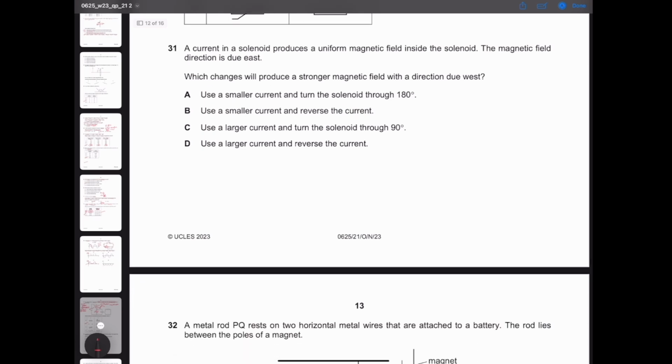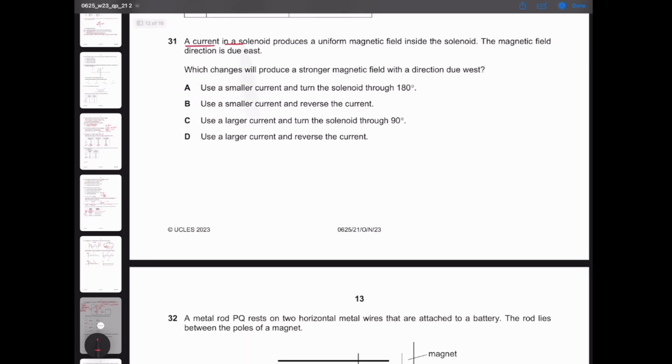Now, a current in a solenoid produces a uniform magnetic field inside the solenoid. The magnetic field's direction is due east. Which changes will produce a stronger magnetic field? If you want a stronger magnetic field, you should use a stronger magnet or use a larger amount of current. So smaller is incorrect. A and B are out.